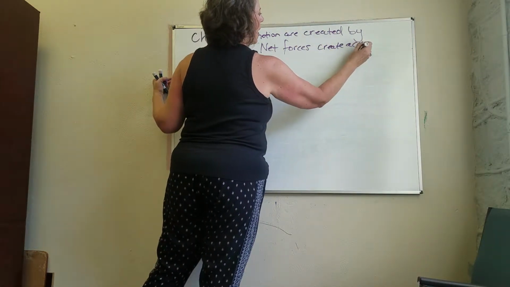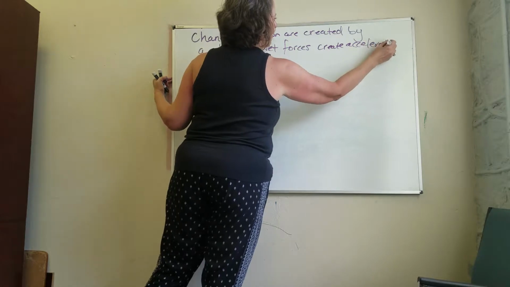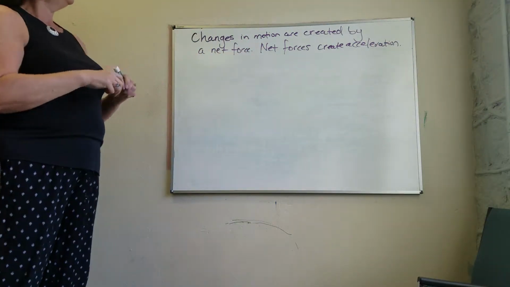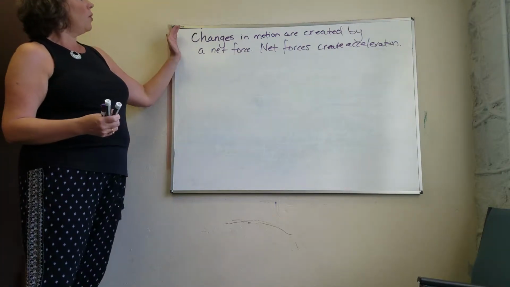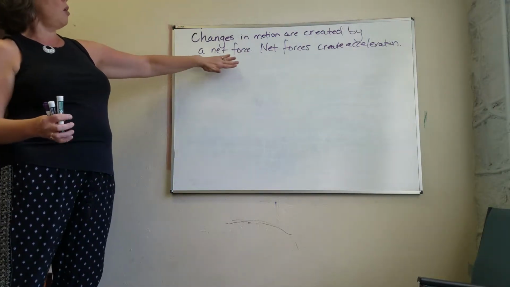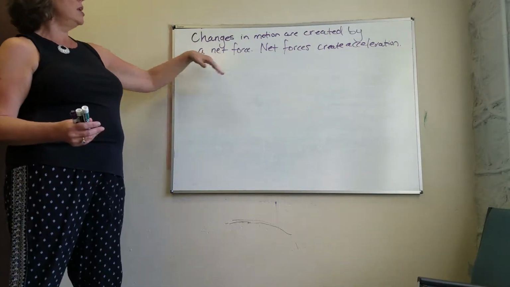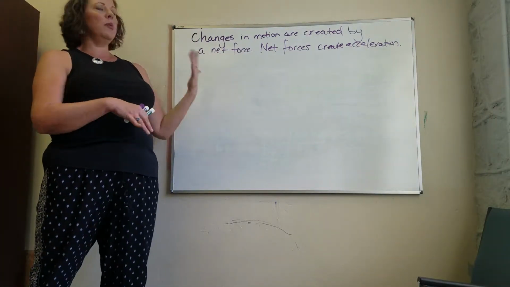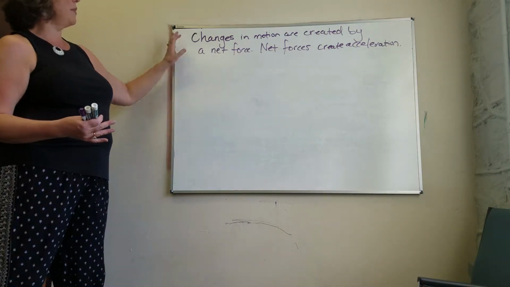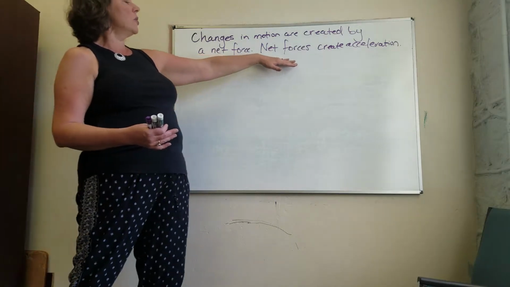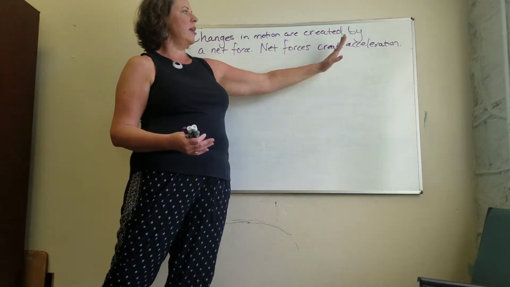So we talked a lot about acceleration and changing velocity in the last unit. We did all that good math. But in this unit, what we're going to find is what is causing the acceleration. So changes in motion are created by a net force. So all the examples we did last week where there's zero net force, we didn't have to worry about that. We discussed the changes in motion at the very end of class. Net forces are what's creating our acceleration.